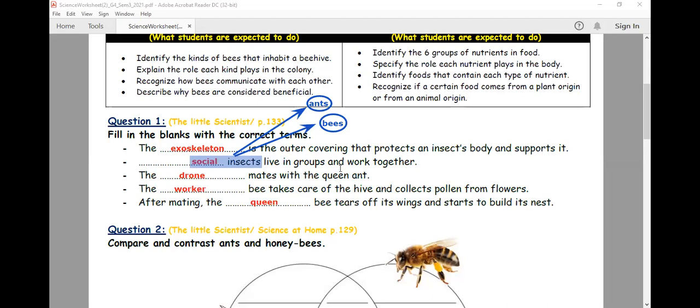Thanks a lot. The exoskeleton is the outer covering that protects insects. Since insects are invertebrates, they do not have bones, so they need something to protect them. They use the exoskeleton as protection. Social insects like ants and bees live in communities. They live together. In a beehive or in an anthill, in colonies, you will find three types of insects: the male ant or bee, the worker ant or bee, and the queen ant or bee. And each one of these has its own job.